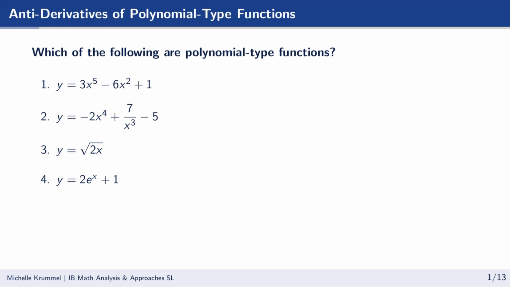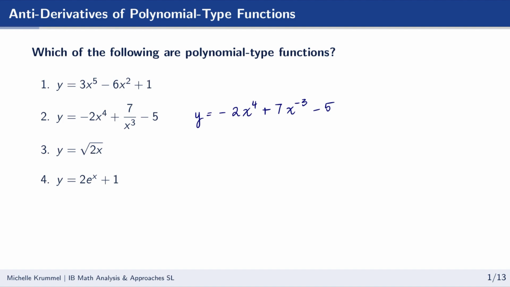Number 2 is a little bit different because the second term is not written in the form of a number times x raised to a power. Here we're dividing by x raised to a power, but we know we can use algebra to rewrite this as y equals negative 2x to the power 4 plus 7x to the power negative 3 minus 5. And now each term is in the form of a constant multiplied by x raised to a constant power. So this is a polynomial type function as well. However, it is not a polynomial function because polynomial functions do not contain negative exponents.